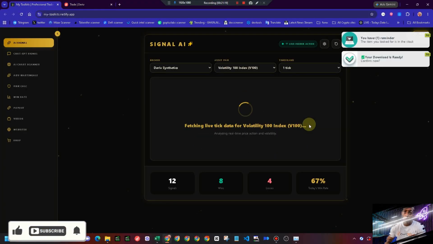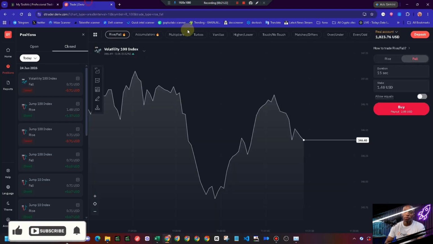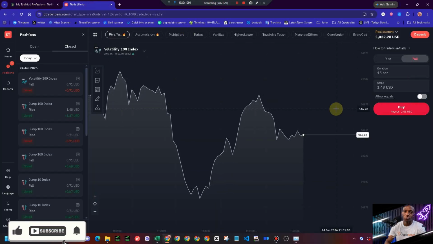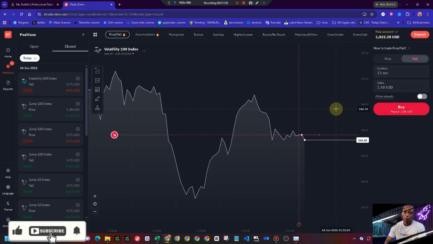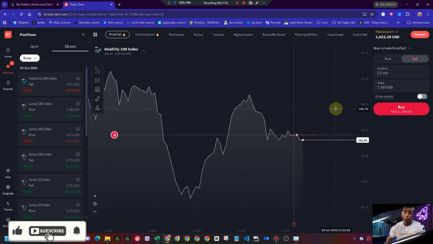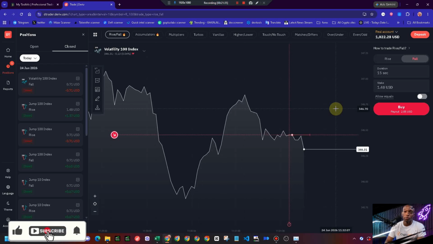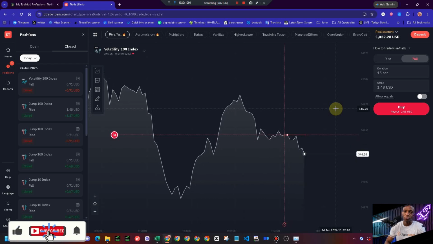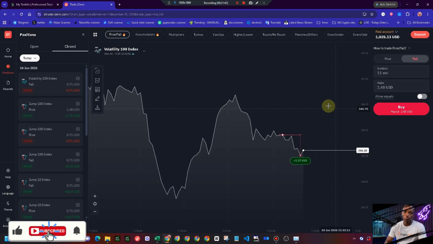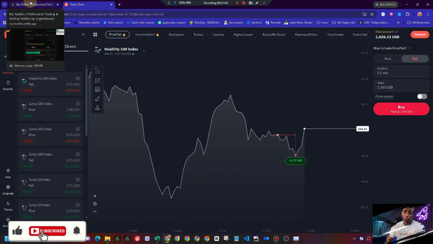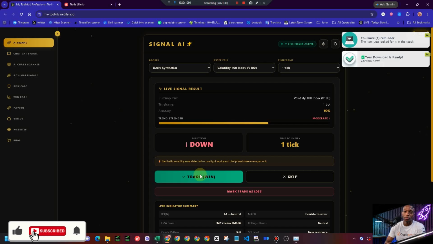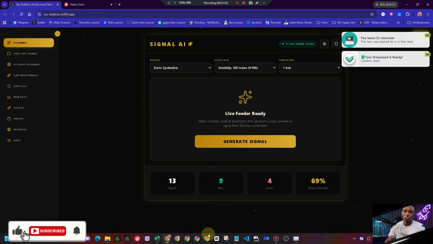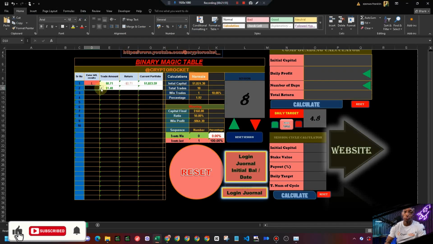So we still trade the same 100 index. It's still showing us down. So we still sell. We still have up to 9 times to go. So we don't need to panic. This is 100% strategy because of the money management system. So we won this trade, and we'll mark it as trade win. So we have 9 sessions gone, and our trade amount is still 0.71.